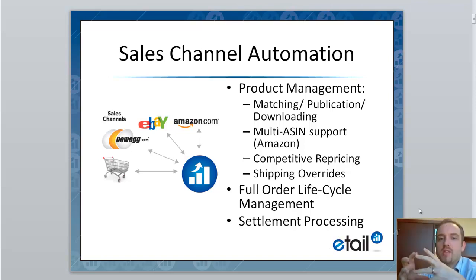So from a sales channel perspective, we've built a number of different tools that allow you to be able to deal with the challenges of multiple sales channels: product publication, availability publication, pricing, competitive repricing, order fulfillment, tracking upload, settlement processing. Those are the primary functions involved in being on a sales channel or another marketplace that's going to be selling on your behalf. And there's a lot of nuances in dealing with each of those different things.